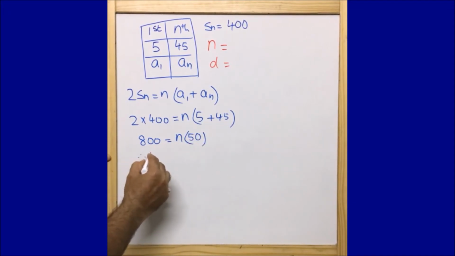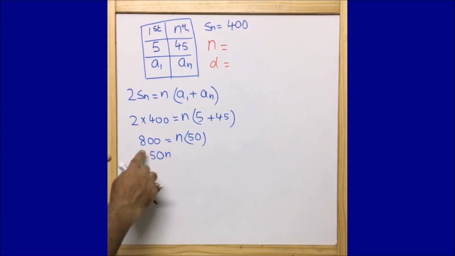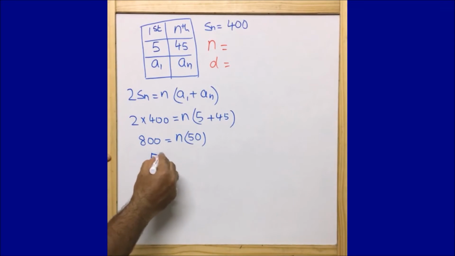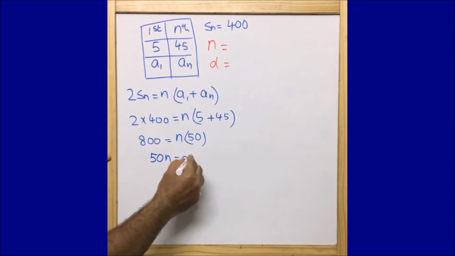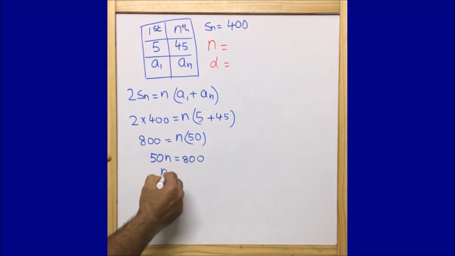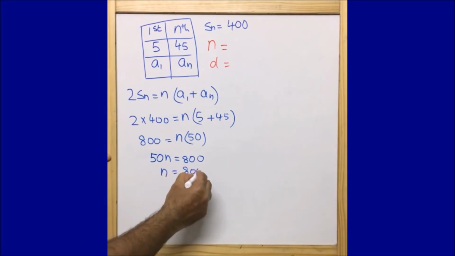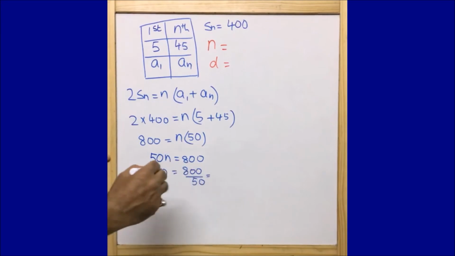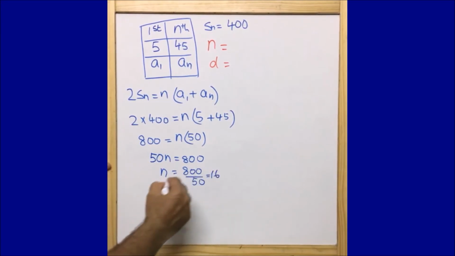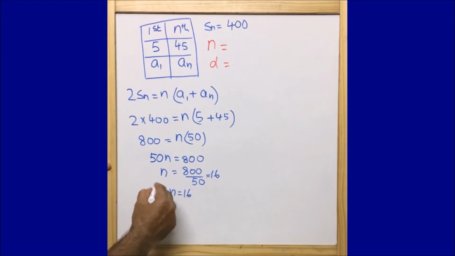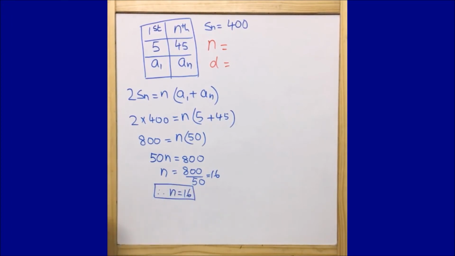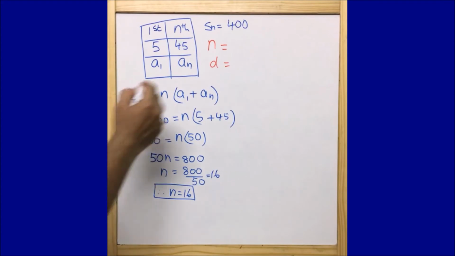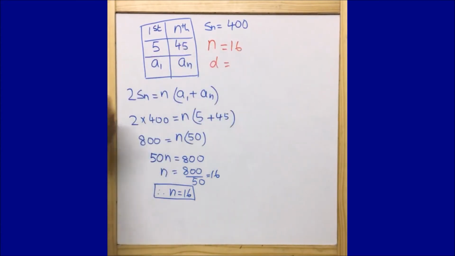Therefore, I can write 50n is equal to 800, or n is equal to 800 by 50, which is equal to 16. So we calculated the value of n as 16. This is one part that we are able to find out. So I can write n is equal to 16.